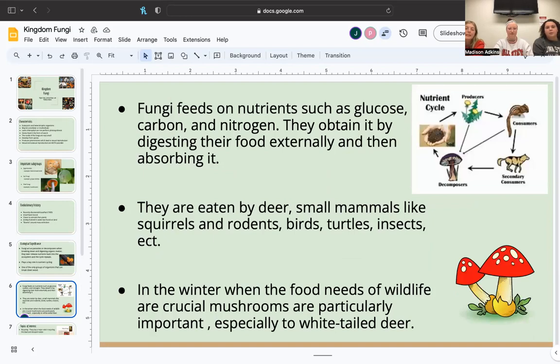Fungi feeds on nutrients such as glucose, carbon, and nitrogen. They obtain it by digesting their food externally and then absorbing it. They're eaten by deer, small mammals like squirrels and rodents, birds, turtles, and insects. In the winter, when the food needs of wildlife are crucial, mushrooms are particularly important, especially to the white-tailed deer.